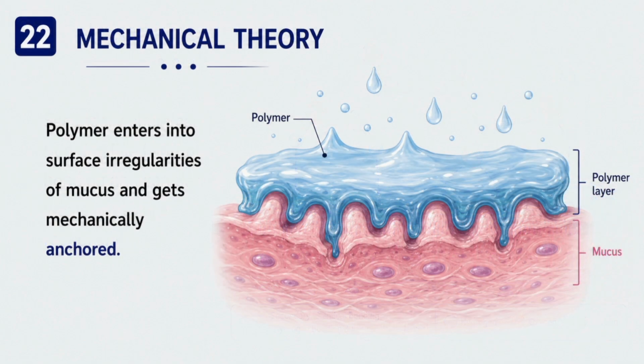Mechanical theory. Mechanical theory focuses on the surface irregularities. The polymer may enter the small irregularities or microscopic spaces present on the mucosal surfaces. This produces mechanical interlocking. Imagine cement entering small cracks in a wall. After setting, it becomes mechanically anchored. Similarly, penetration of an adhesive material into the surface irregularities may contribute to the attachment. So the keyword is mechanical interlocking.